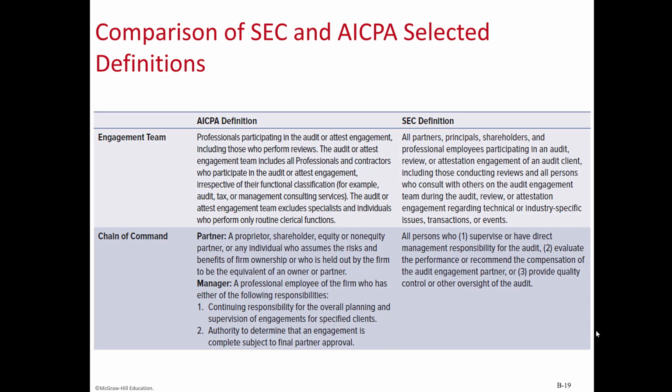So here is a great visualization of the comparison of the SEC, the Securities and Exchange Commission, and the AICPA, the American Institute of Certified Public Accountants, and their definitions of what an engagement team is and the chain of command. Note that the AICPA definition has defined a partner and a manager.